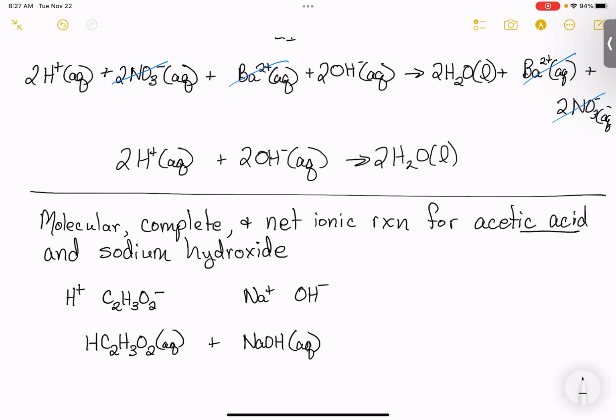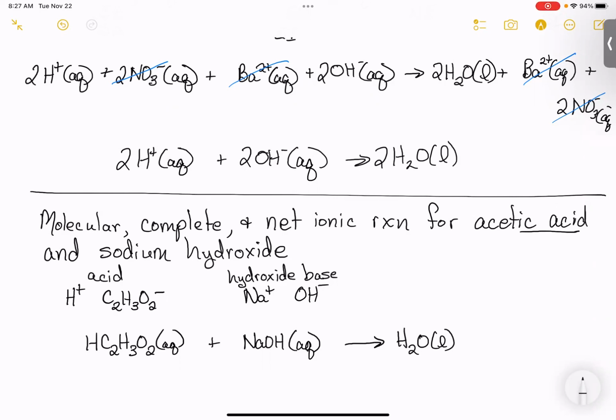Now, we did have an acid, hydroxide base reaction. Anytime you have an acid hydroxide base reaction, then one of the products will be water in the form of a liquid. And then you've got to figure out what the other one is.